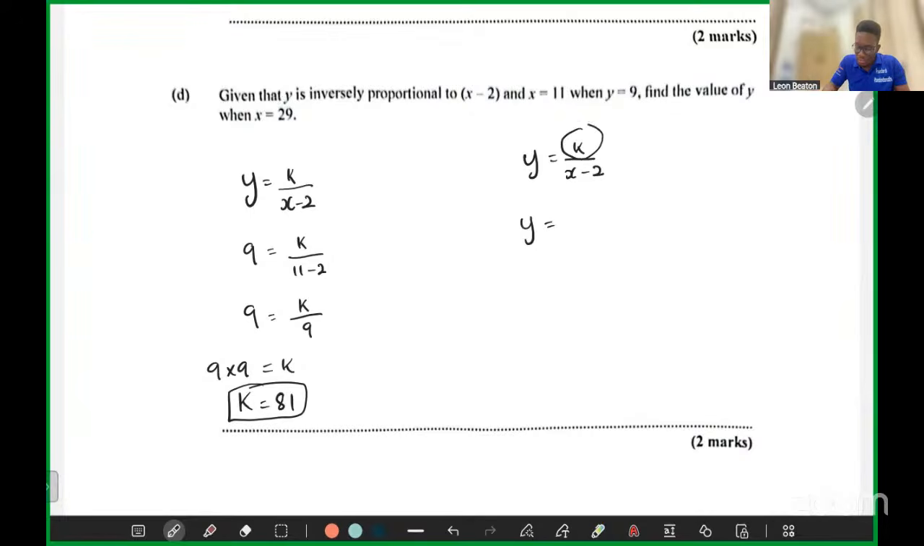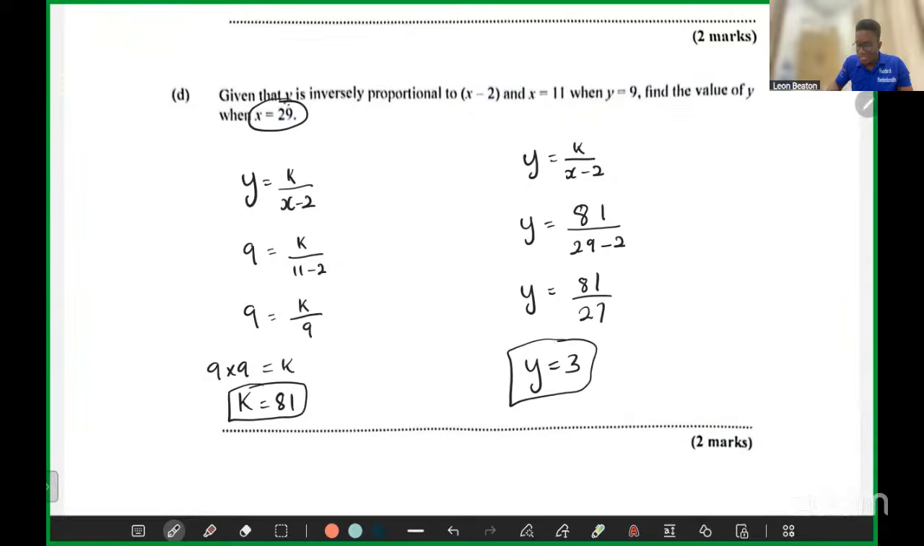So we found the constant of proportionality, which is k, to be 81. So this will be 81 divided by the value of x, in this case 29, so this will be 29 minus 2. So y will be equal to 81 over 27, since 29 minus 2 is 27. 81 divided by 27, yeah, it would be 3.